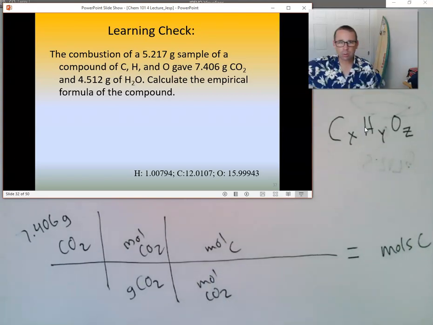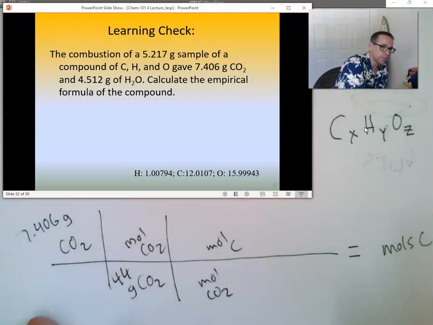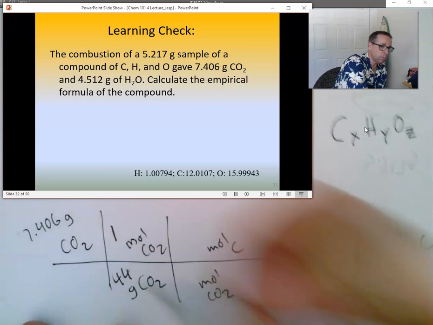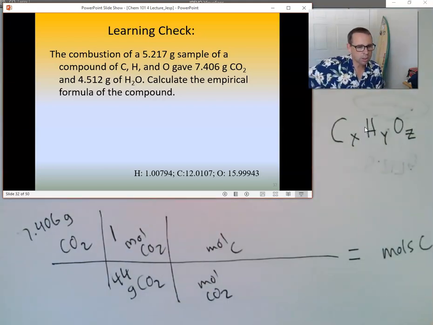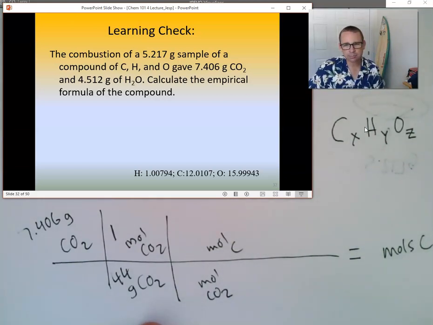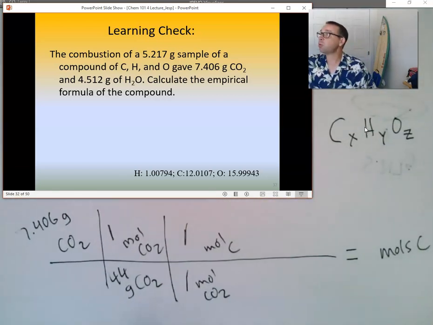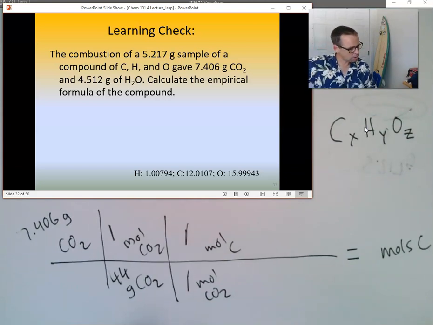How many moles of carbon are in 1 mole of carbon dioxide? Can you tell? 44. Well, that's how many grams, that's good. That's how many grams are in 1 mole of carbon dioxide. Very good. Now what about this one? How many moles of carbon are in a mole of carbon dioxide? 1. That's right. 1 mole of carbon for every 1 mole of carbon dioxide. Very good.